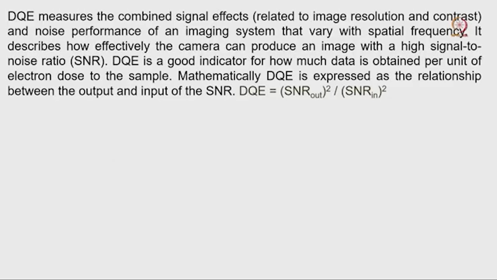Now, for any camera, this term is very important: detective quantum efficiency. What is the detective quantum efficiency? It depends on the signal to noise ratio. A high signal to noise ratio is good, because if signal and noise are almost close side by side, your images will not be that great, right? So if we can increase the signal to noise ratio, meaning the signal is much higher, that will be good, and that is called the detective quantum efficiency.